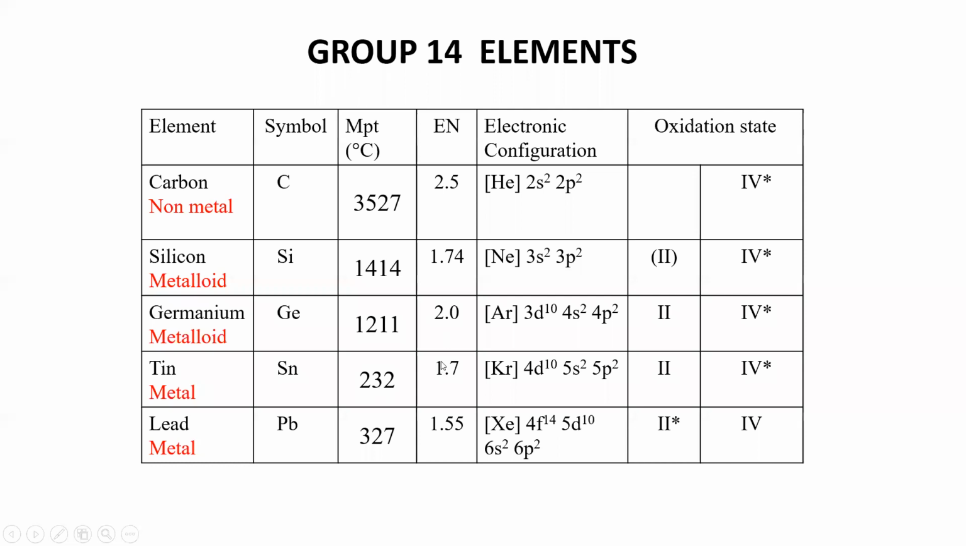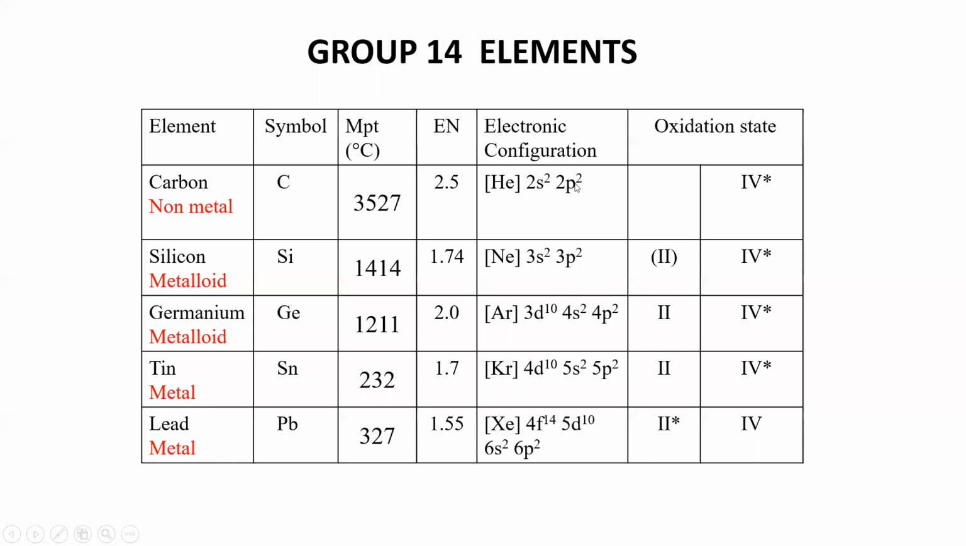Electronegativity also decreases down the group because of decrease in nuclear charge or nuclear pull. There is an increase in shielding effect. And for ionic radius, there's actually an increase in ionic radius going down the group. And this is the electronic configuration.